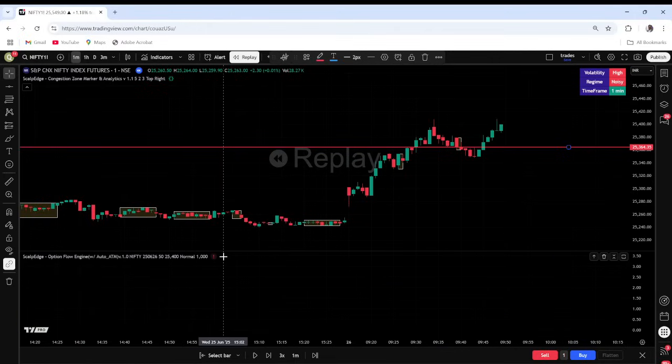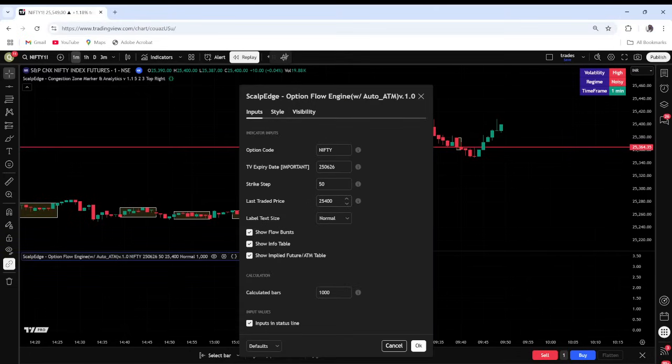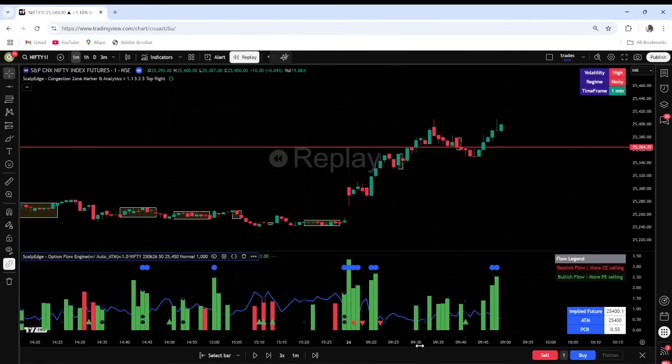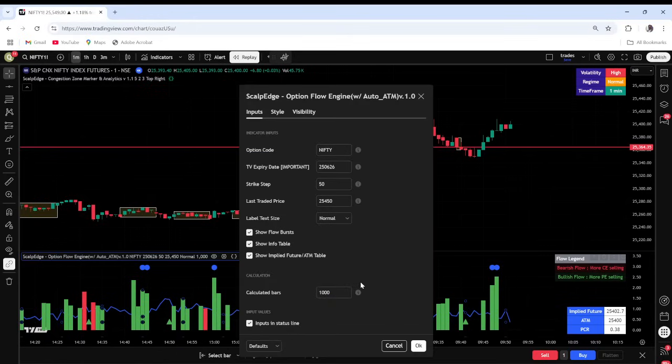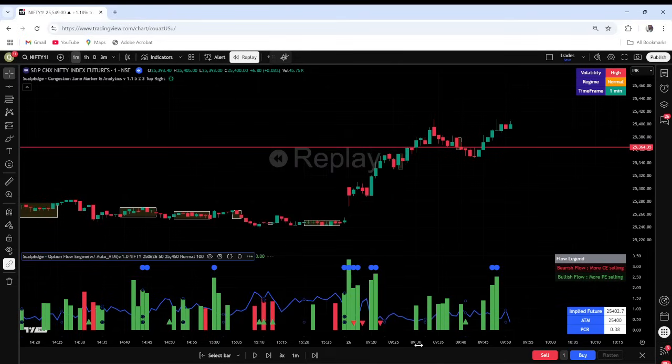Okay, another error. Let us go here. We are at 400. Let's say 450. Okay, another point. If you want the indicator to load fast, the calculated bars, don't keep it 1000, make it 100. Indicator will load very fast.